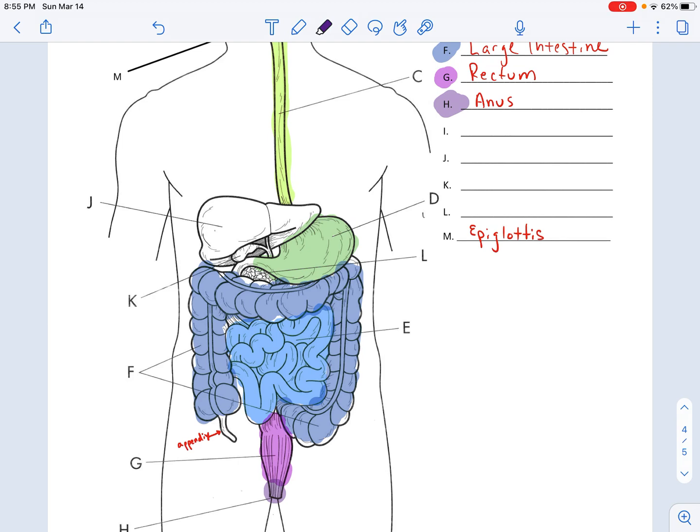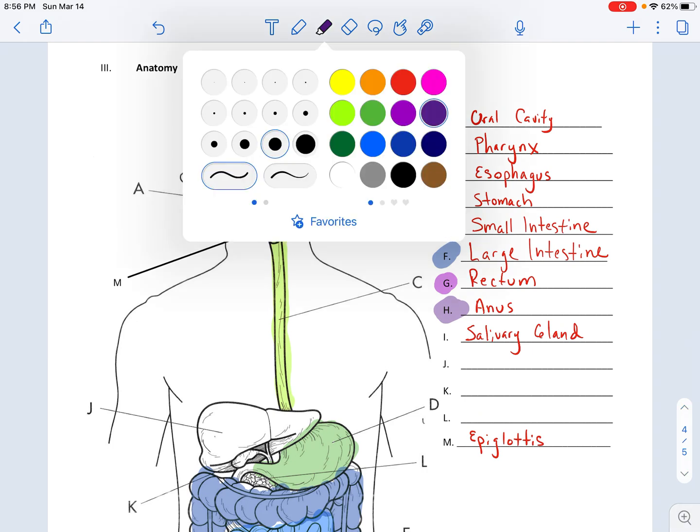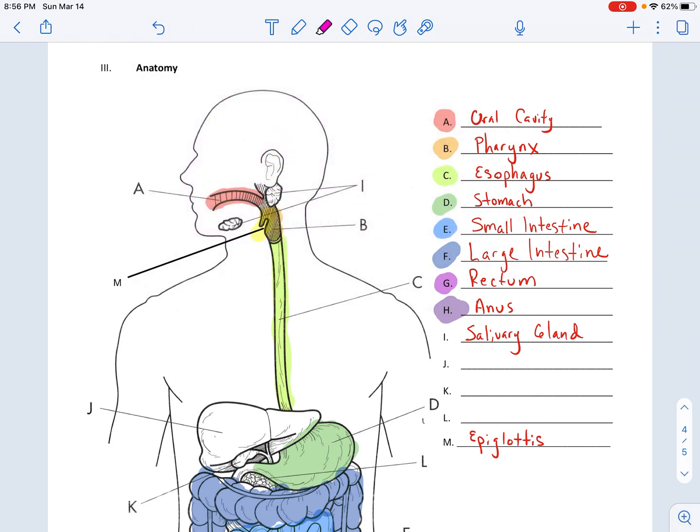Now, some of our accessory organs. I are salivary glands. And those are going to be back in the oral cavity. And they make salivary amylase, which has amylase in it, obviously, and then water and some other organic compounds that moisten the food. And then again, that amylase begins to work on the carbohydrate digestion.